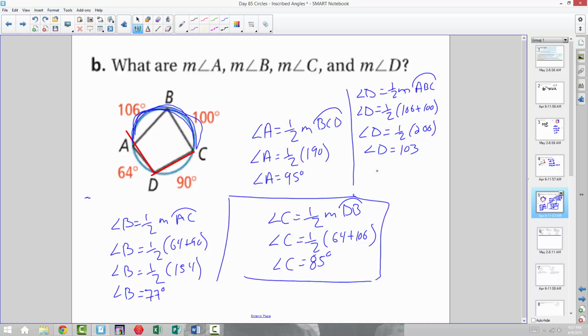And we can check. We're going to do 103 plus 95 plus 85 plus 77. Does that equal 360? Let's check. So we're going to take out our calculators. 103, 77, 85, and 95, and it does. Yes. Why did I check it? Because ABCD is a quadrilateral. Quadrilaterals have 360 degrees for the interior sum of its angles.